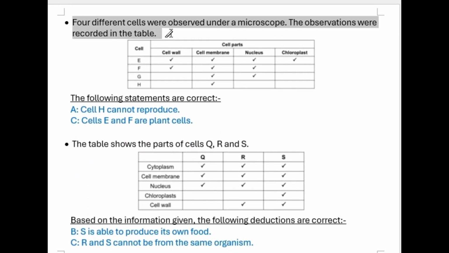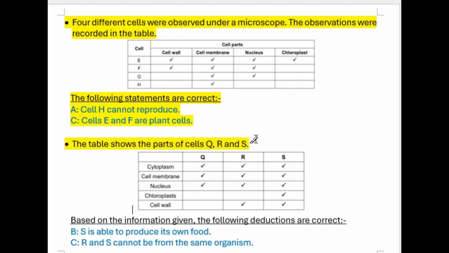4 different cells were observed under a microscope. The observations were recorded in the table. The following statements are correct. Cell H cannot reproduce. C. Cells E and F are plant cells.